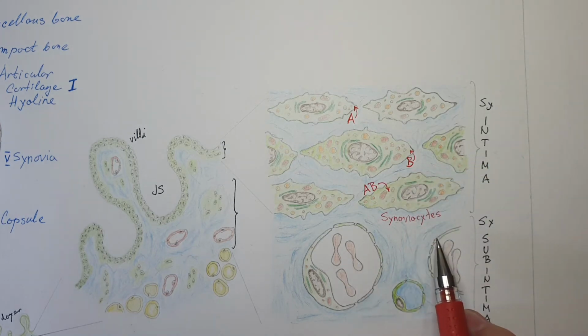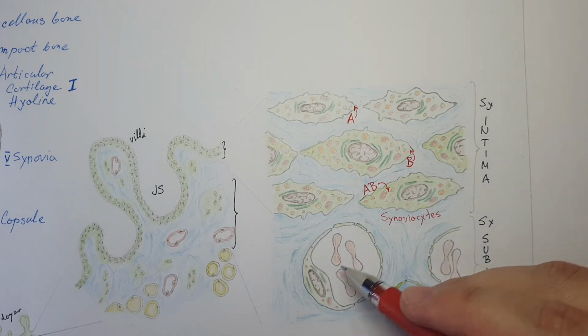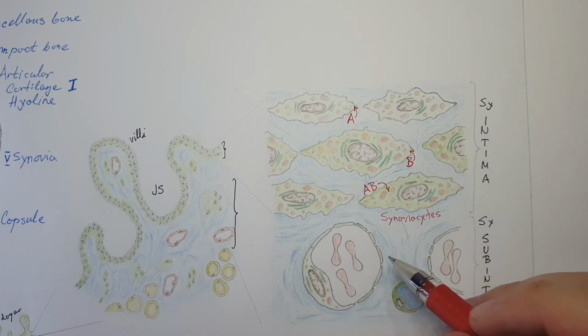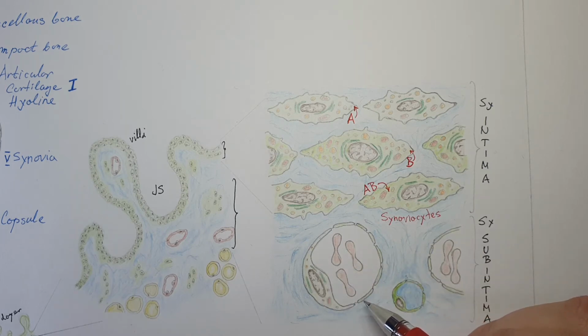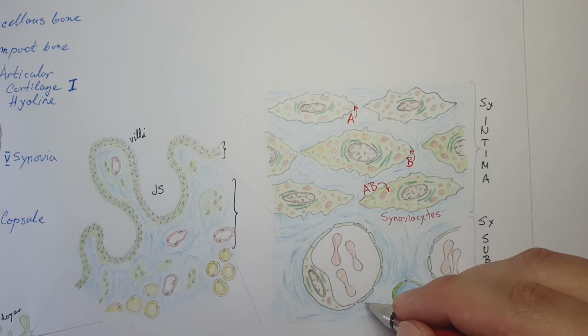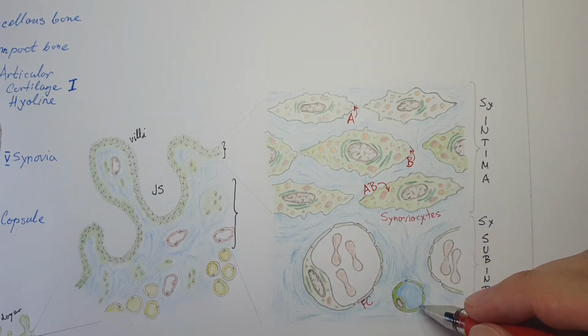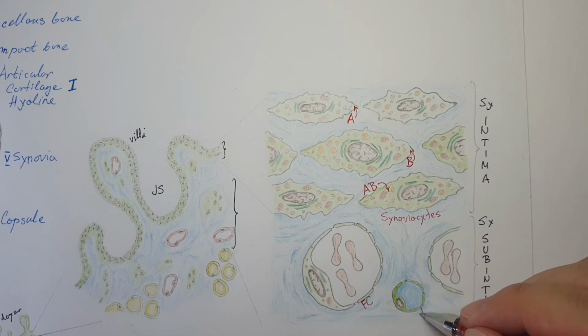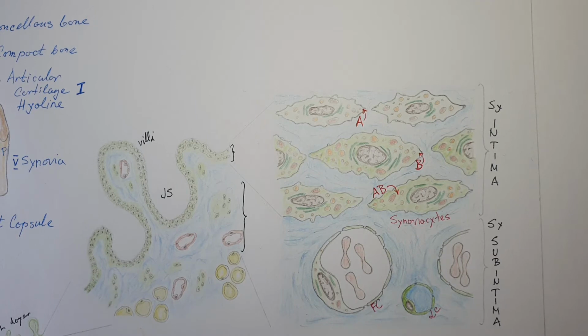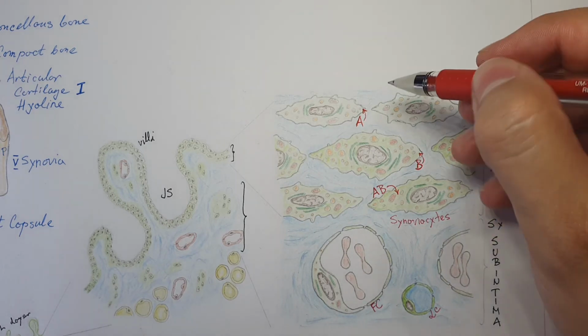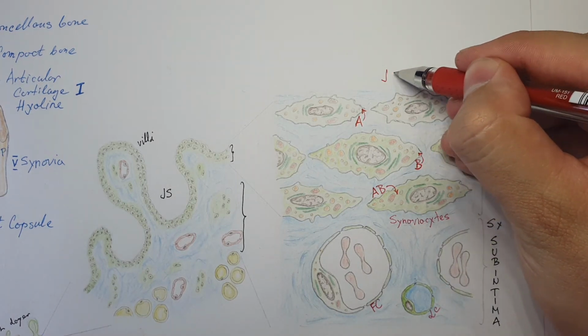In the subintima, we have fibrocytes, but we also have these fenestrated capillaries. So this would be a capillary, a fenestrated capillary vessel, and this would be a lymphatic capillary, and here would be the joint space.